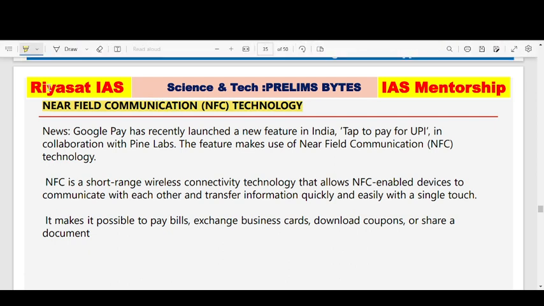It is a very interesting topic because Google Pay has recently come out with a very new feature, that is tap to pay for UPI, in collaboration with Pine Labs. Basically, Google Pay and Pine Labs came together and brought one initiative or technology, that is tap to pay UPI. And this tap to pay UPI is using your NFC.